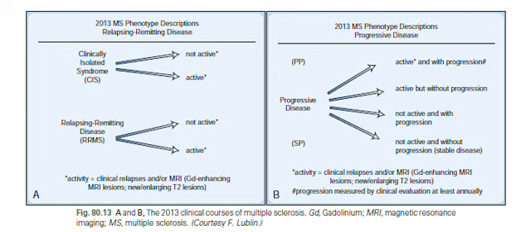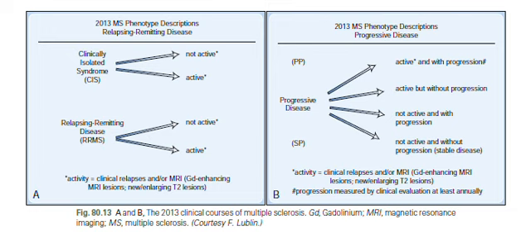Active and with progression: the patient exhibits both acute inflammatory activity, relapses or new MRI lesions, alongside an independent, steady accumulation of underlying disability. Active but without progression: characterized by localized relapses or new MRI activity, but showing a temporary plateau or stability in their baseline, non-relapsing disability.